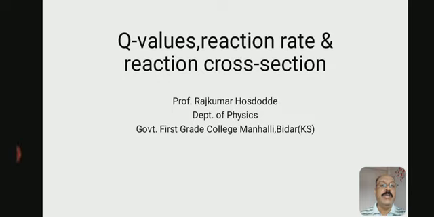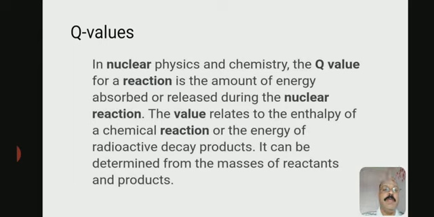In today's class, we will discuss the Q values of nuclear reactions, reaction rate, and reaction cross section. First, we will learn what is meant by the Q value of a nuclear reaction. In nuclear physics and chemistry, the Q value for a reaction is the amount of energy absorbed or released during the nuclear reaction.